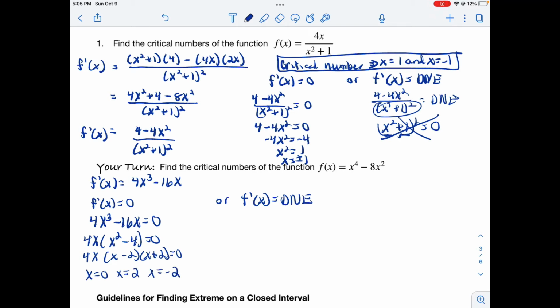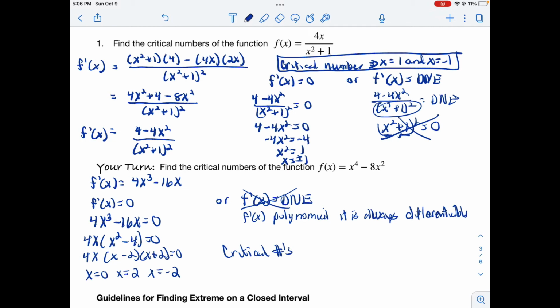Then I'm going to look where the derivative does not exist. Well, f of x is a polynomial. And since it's a polynomial, it is differentiable everywhere. So this does not apply in this case. Our derivative will always exist. So therefore, my conclusion is the critical numbers of f of x are at x equals -2, 0, and 2.